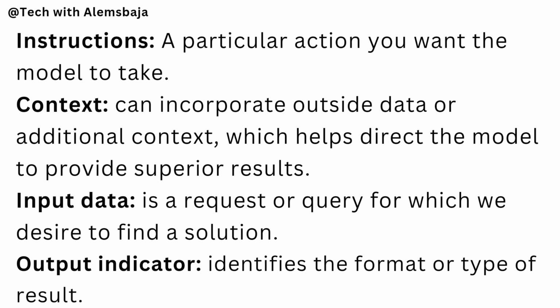So every prompt that is given to an AI tool to generate a response has these things. So there's an instruction, probably like we said, how to write an article. The instruction is give me information on how to write an article. That's an instruction. The context is an article, like it's talking about writing an article. And then the input data is the request or query for which we desire to find a solution. So the query is an article. So that's what it's going to give. Then the output indicator now says, okay, this is a text format.